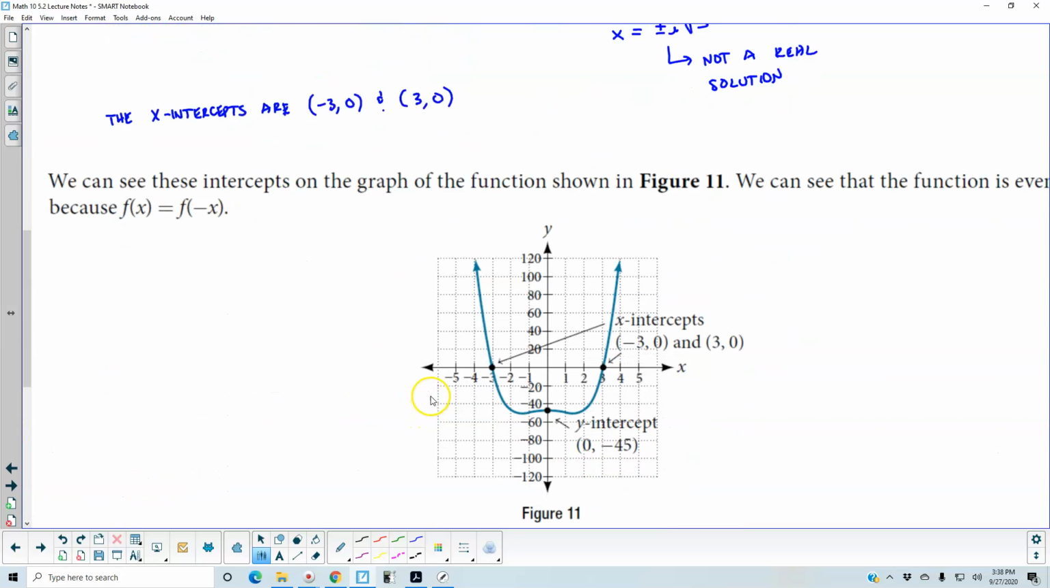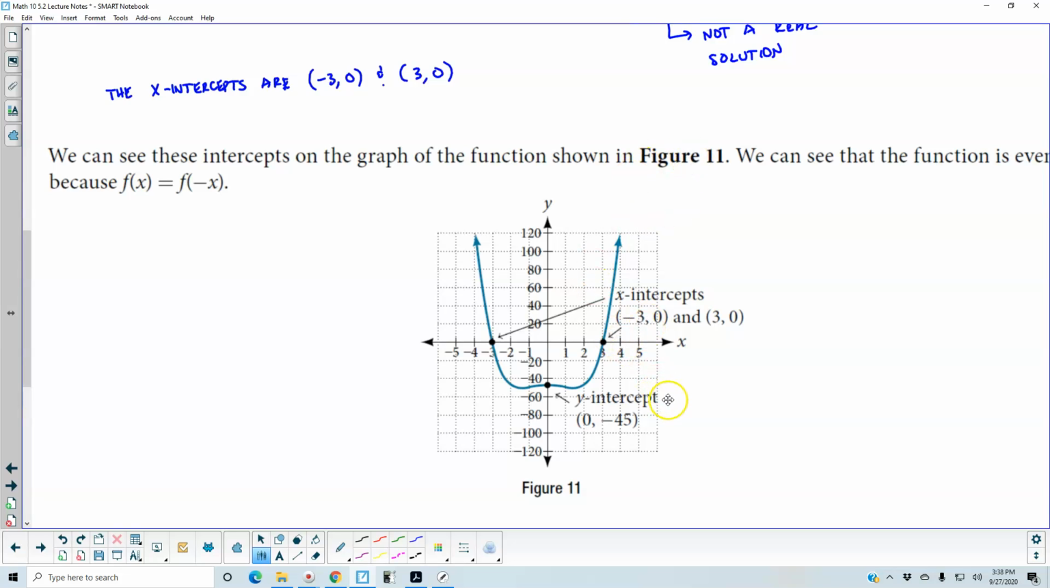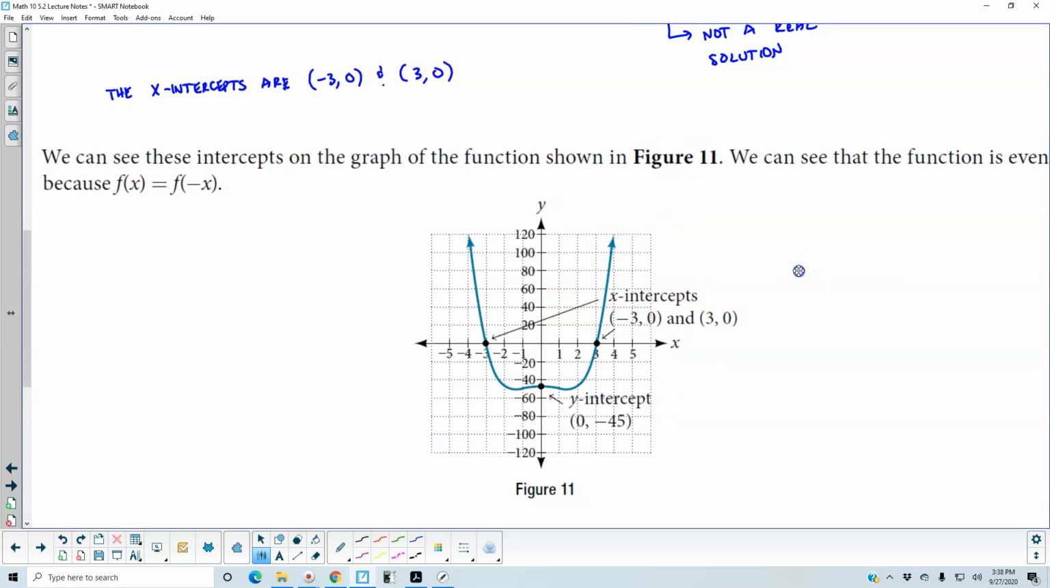And we can see these intercepts on the graph of the function that's shown below. And we can see that the function is even because it's rising on the left and rising on the right. Those are your x-intercepts, and there you can see your y-intercept.